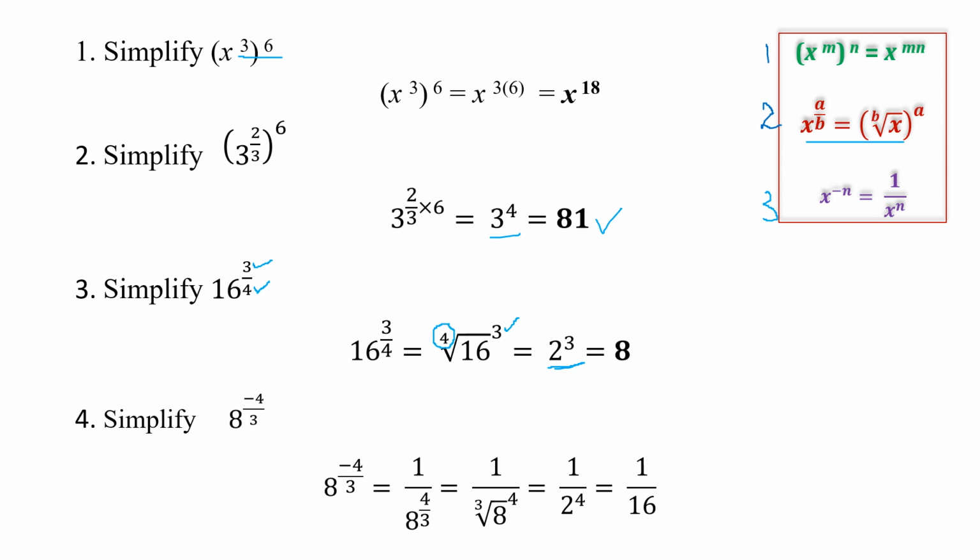And from there, we can now apply the second law, where 3 will be the root, and 4, the numerator, will be the power. So it will be 1 over the cube root of 8 raised to the power 4. The cube root of 8 is the number that multiplies itself 3 times to give us 8, and that number is 2. So it's 2 to the power 4, and 2 to the power 4 is 16. So our answer is 1 over 16, because this 2 to the power 4 is in the denominator.